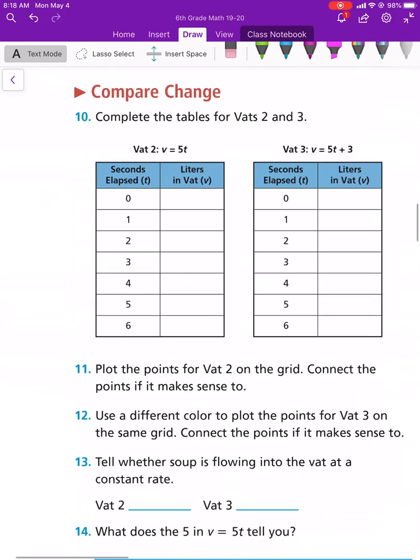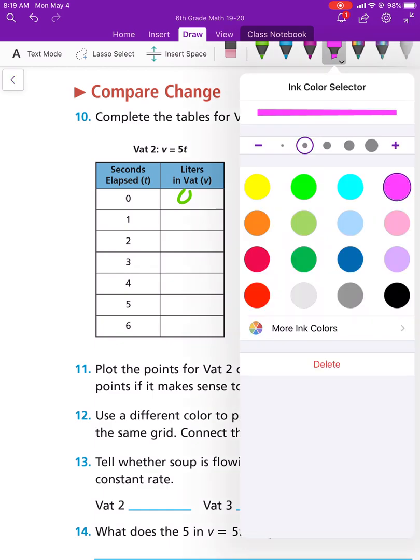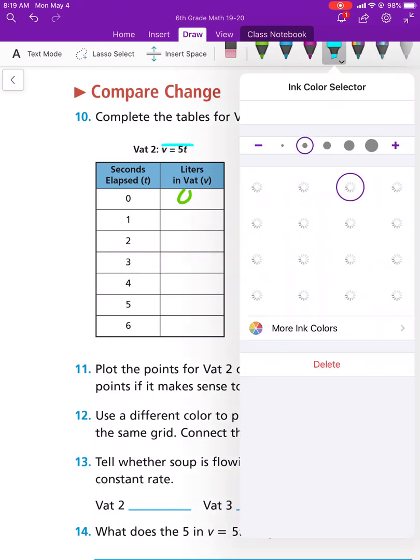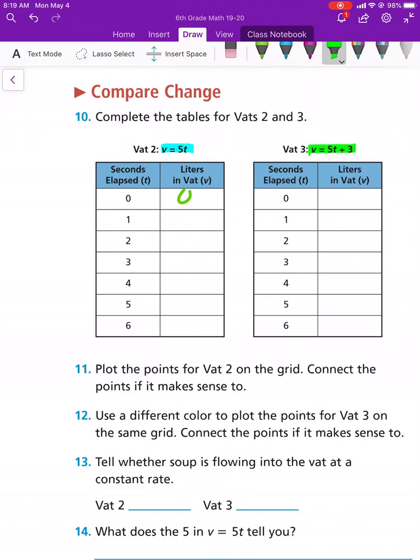Moving on. So let's do vat 2 and 3, and these are pretty simple, right? For every t that I have, 5 times that will get me v. 0, obviously, that's just 0. The only time that it wouldn't be is in a case like this. So let's take a look at these two equations. I'm going to call this one the blue equation and this one the green equation. And so the difference between these is there's a plus 3. Vat 2 is just v equals 5t, but vat 3 is v equals 5t plus 3.